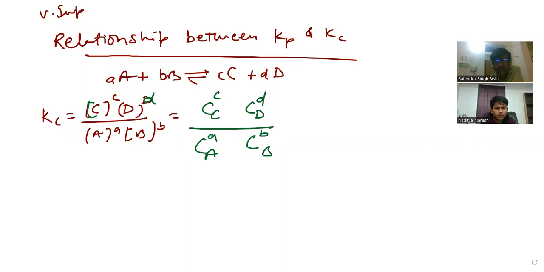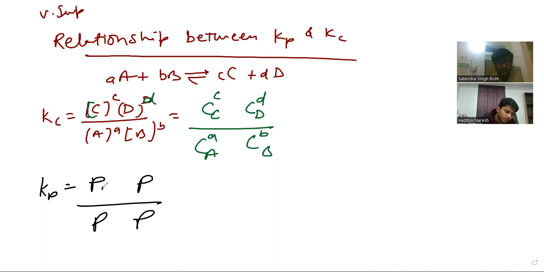And in terms of Kp, what will it be? We can use pressure instead of concentration: pressure of C raised to c, D to d, A to a, and B to b. Clear?